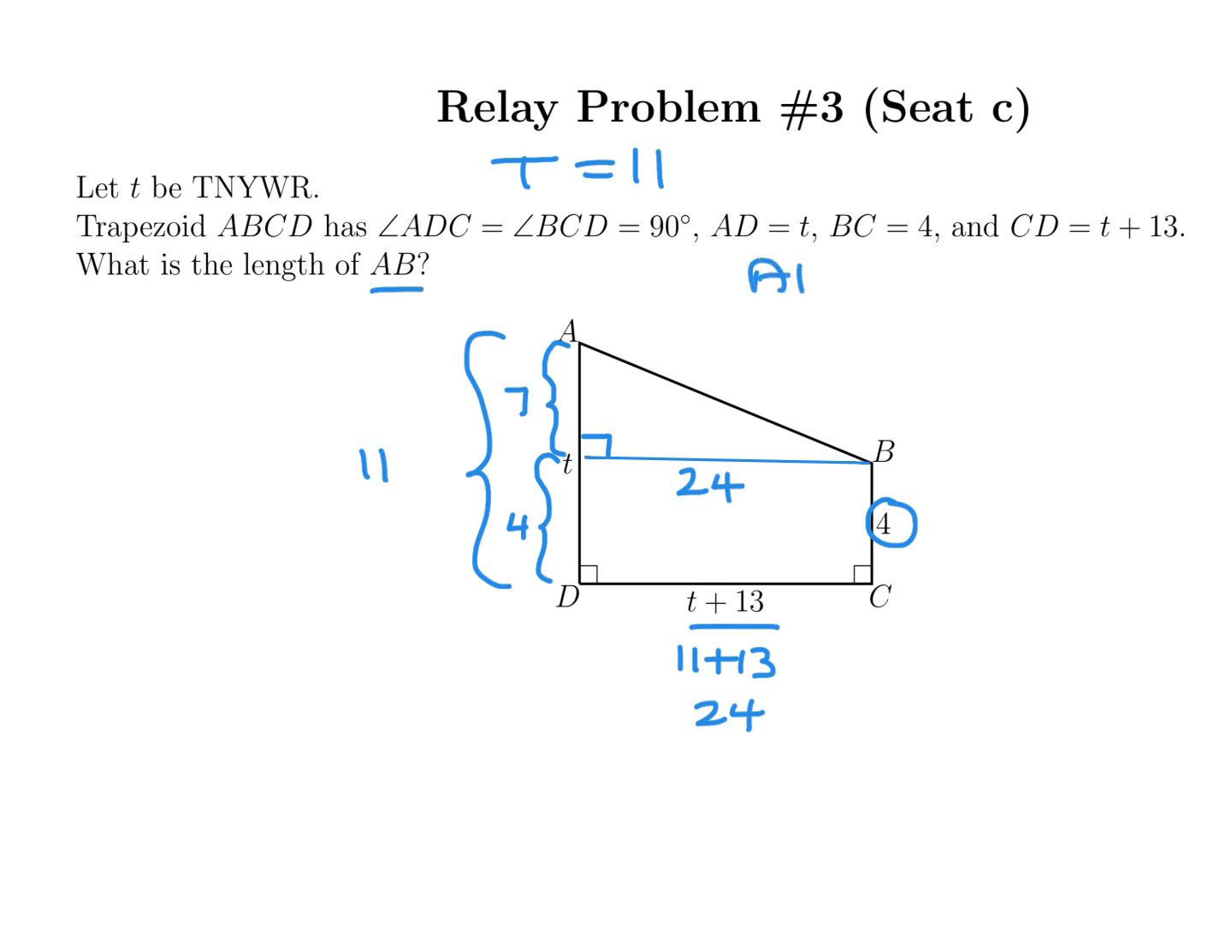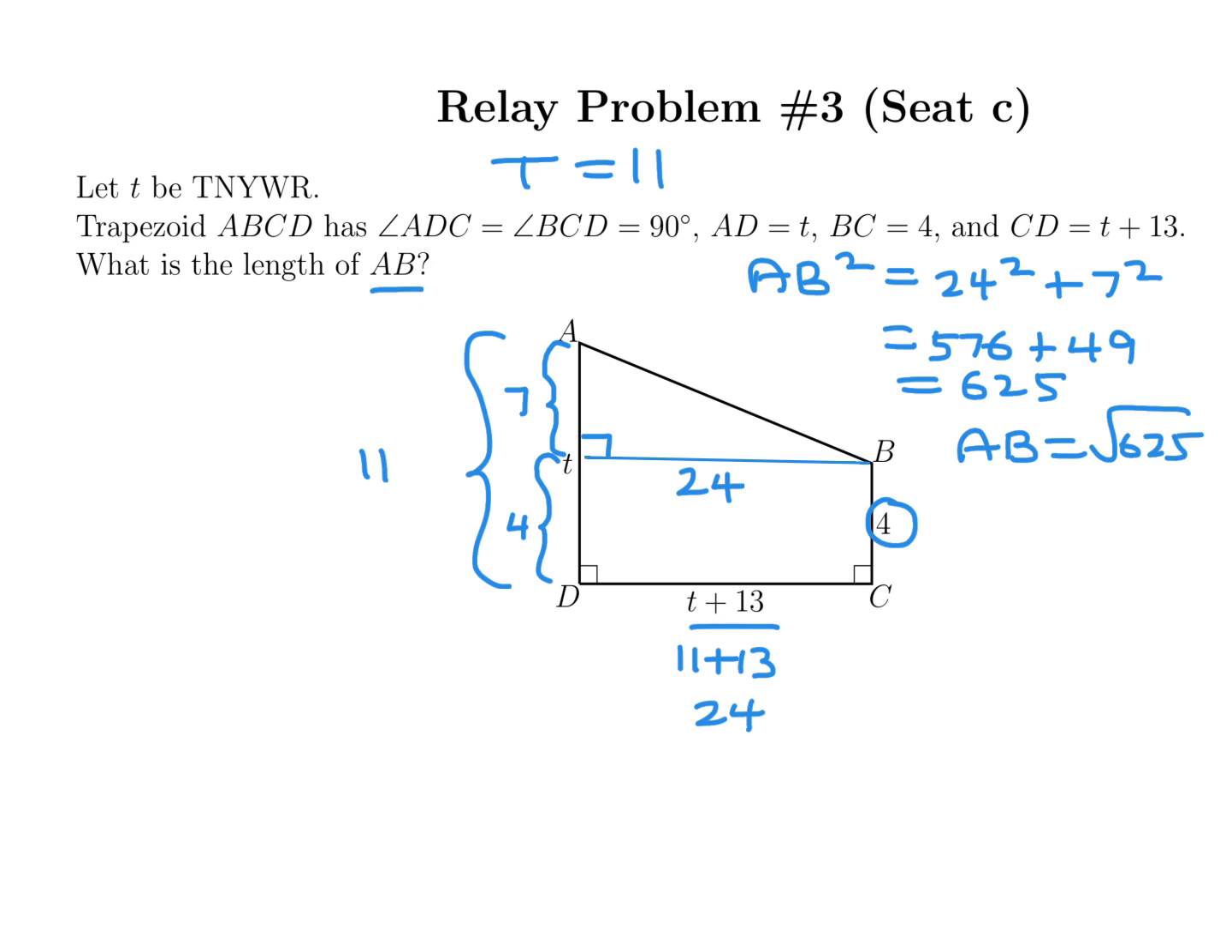So you just use Pythagoras for the value. 24 squared plus 7 squared. And that's going to be 576 plus 49, and that's 625. So therefore AB would be the square root of 625, and that is 25.